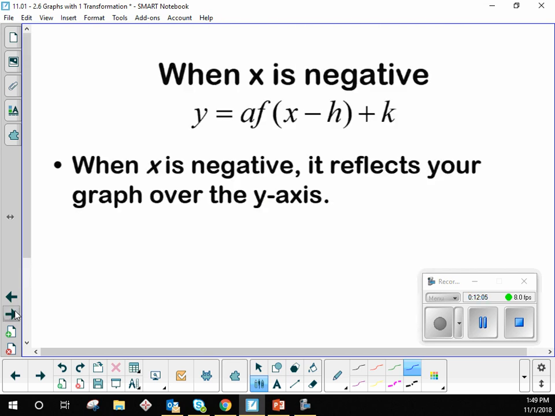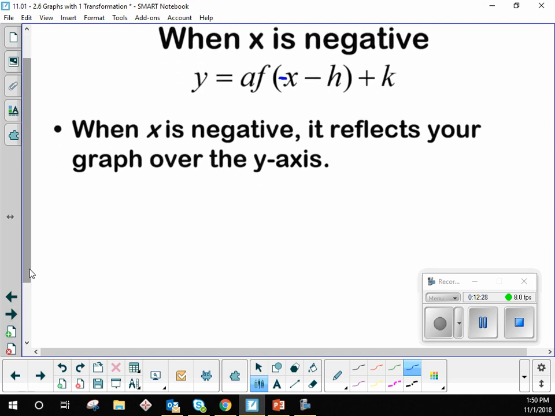All right, and here's our last one we want to talk about. We want to talk about when the actual x is negative, not the a out front, but the actual x. So it would be inside the parentheses or the absolute value or the square root. There'd be an actual negative sign right in front of the x. When that happens, you're now reflecting over the y-axis. And let me tell you why.